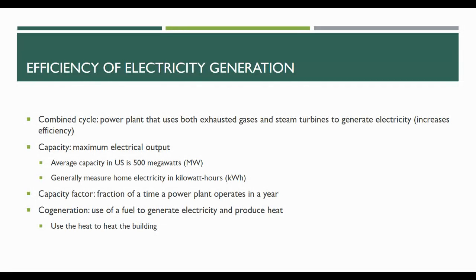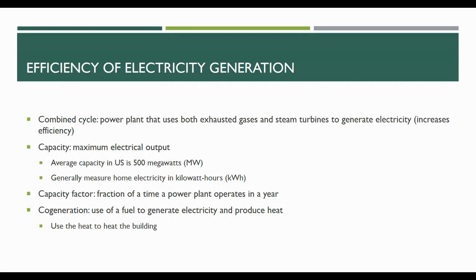There are different ways to increase the efficiency of electricity generation. In some places, they use a combined cycle where the power plant uses both exhausted gases and steam turbines to generate electricity. When we talk about the capacity, that is the maximum electrical output of a plant. In the US, that capacity is about 500 megawatts, but we generally measure home electricity in kilowatt hours.